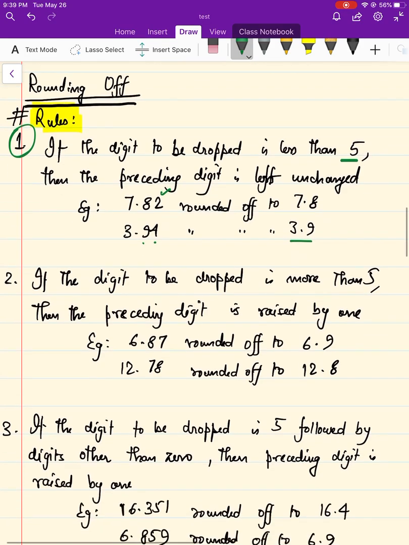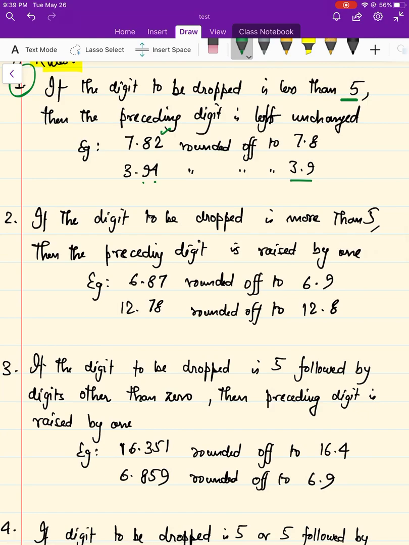Sometimes these systems are also used in grade calculations, as some of you might know. Okay. The next point is, if the digit to be dropped is more than 5, then the preceding digit is raised by 1, and that's a very common notation. If it's 6.87, it's raised to 6.9.